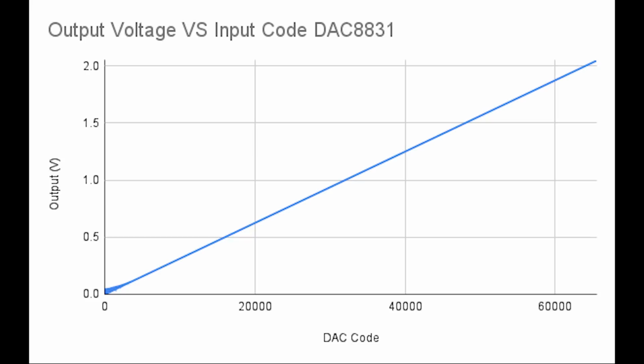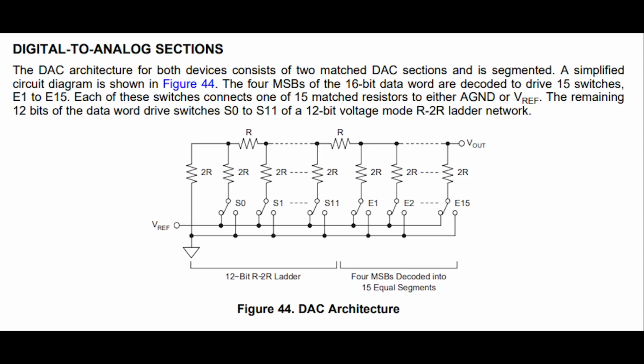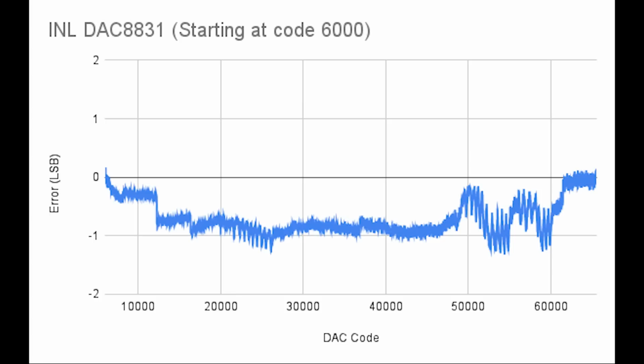My first attempt at the chart didn't really go that well, and it had something to do with my measurement. I think the problem is that since the DAC8831 is an unbuffered DAC, my multimeter's internal resistance was messing with the R2R structure at first. But the good news is that this problem disappears at higher codes. So I adjusted the chart to consider the INL from code 6000 to full scale. As you can see, the output stays very close to what it should be, within about 1.5 LSBs.